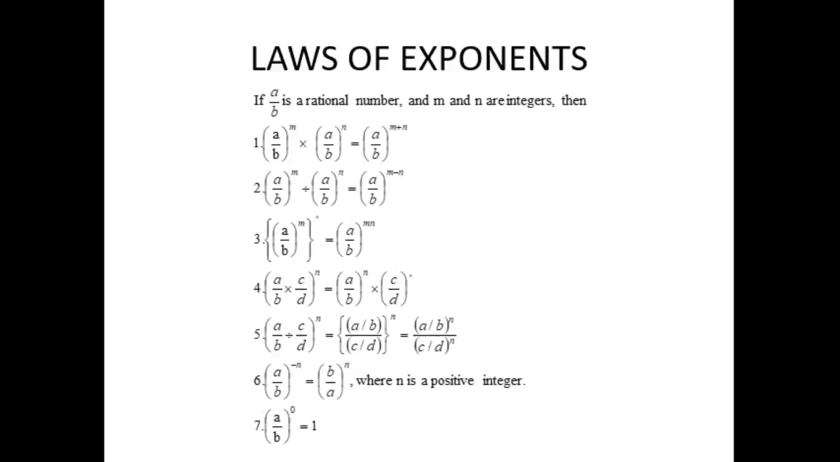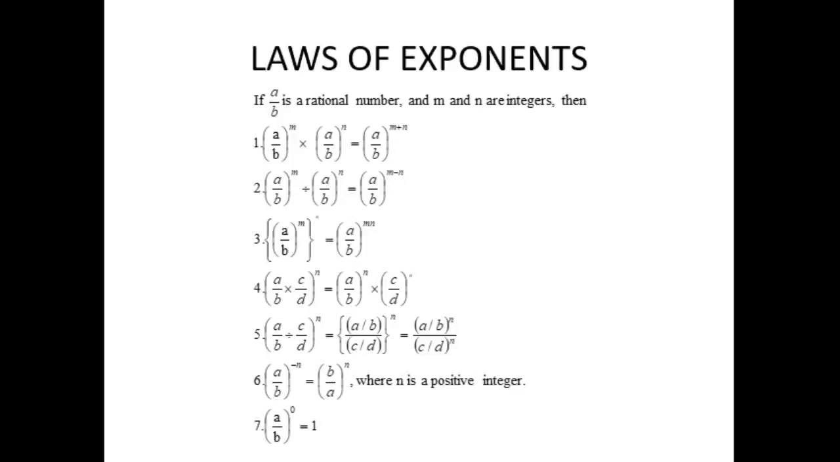Now we'll talk about laws of exponents. What do you mean by laws of exponents? The rules that we follow while we solve. So if a upon b is a rational number and m and n are integers, then the first rule, that is the multiplication rule, is a upon b raised to the power m into a upon b raised to the power n is equal to a upon b raised to the power m plus n. Whenever bases are the same and they are multiplied, the powers are added.